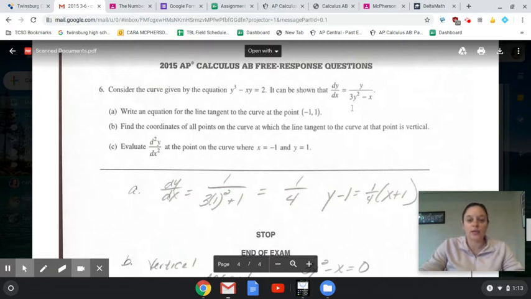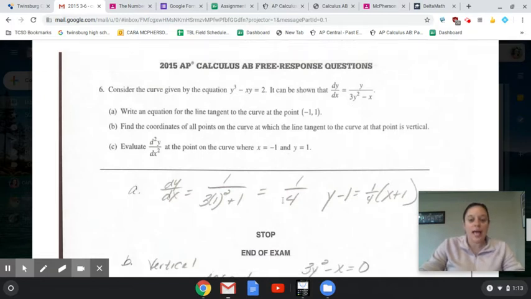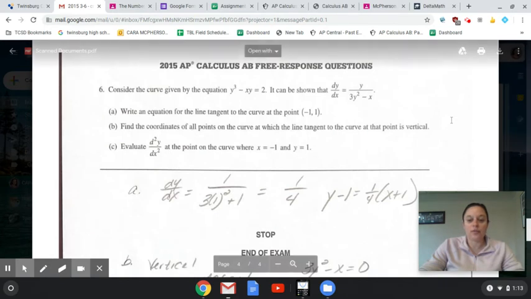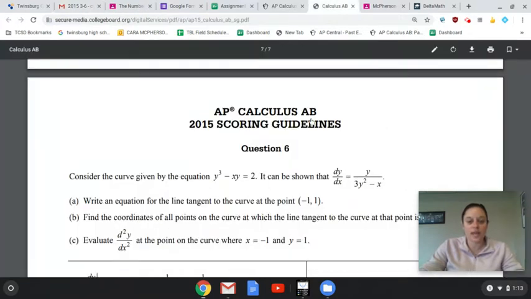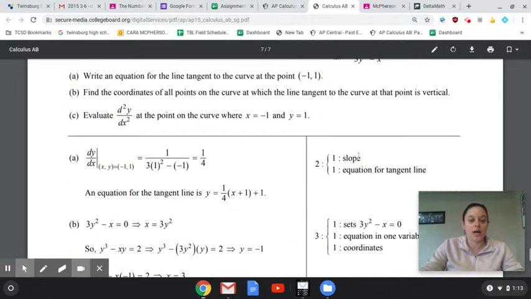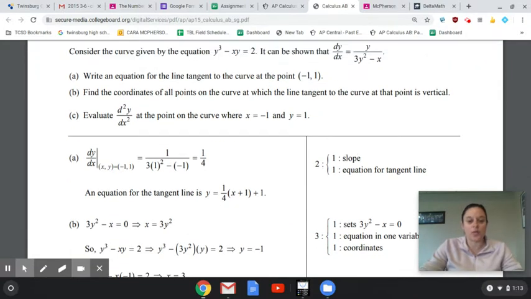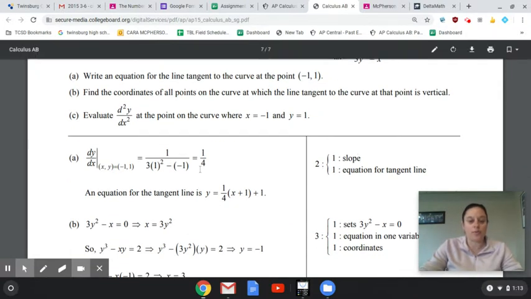So you're going to put -1 in for x, you're going to put 1 in for y, and you're going to get a slope of 1/4, and then you're going to write your tangent line equation in any form you want. I think point-slope is the easiest because there's the least amount of work you have to do with it. So there is my answer. They gave 2 points, which to me is a pretty easy couple of points to earn: 1 point for the slope of 1/4 and 1 point for any version of the tangent line. They got y by itself, but you don't have to.